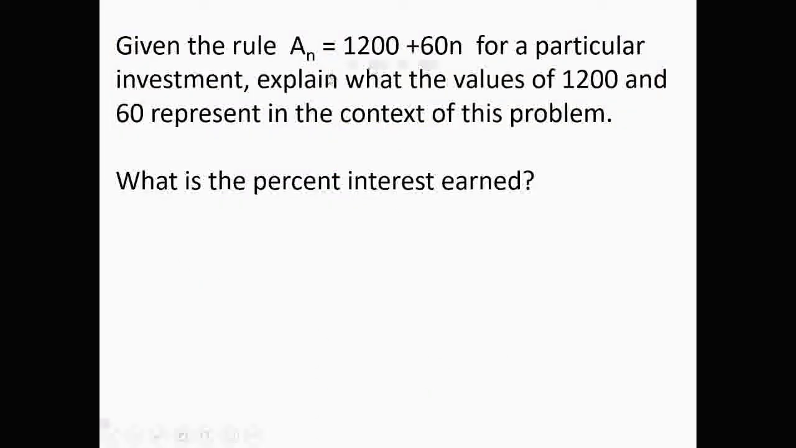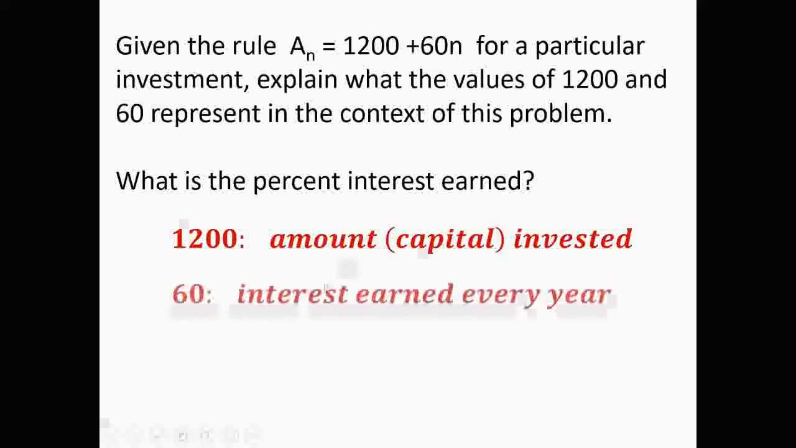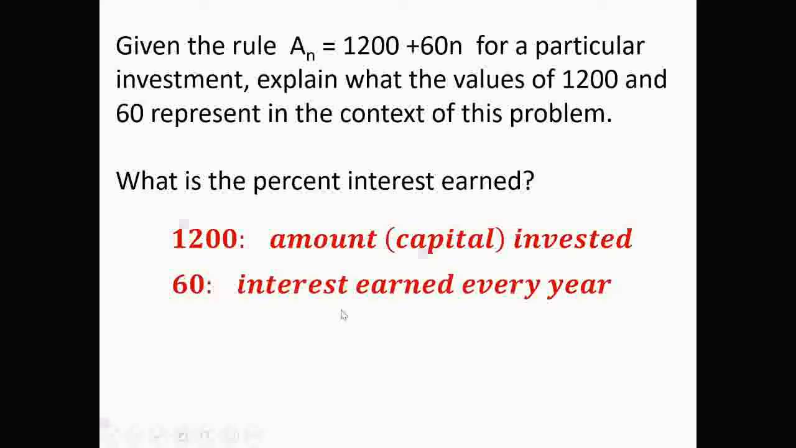Given this rule for a particular investment, explain what the values of 1,200 and 60 represent in the context of this problem. Okay, so you've made an investment. What does this amount represent, and what does this 60 represent? Well, the 1,200 is the amount, or the capital that was invested, right? The starting amount. And then you're adding 60 every year here. So what does the 60 represent? Well, the 60 is the interest you earn every year.